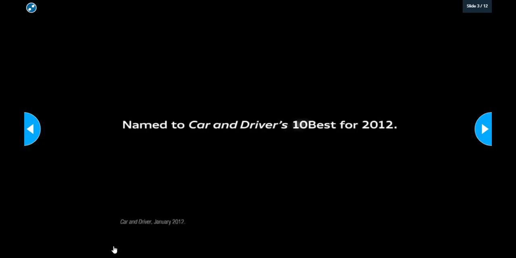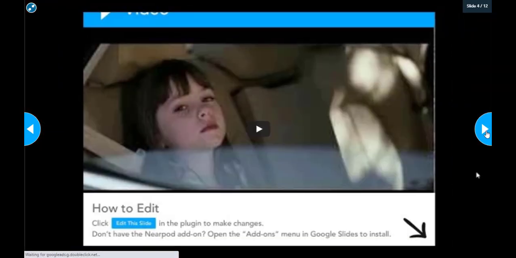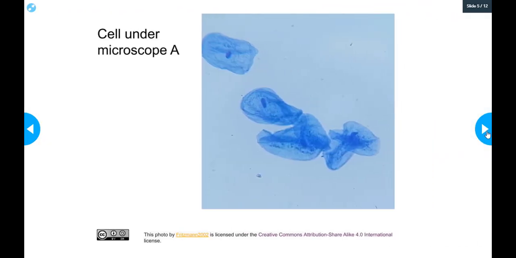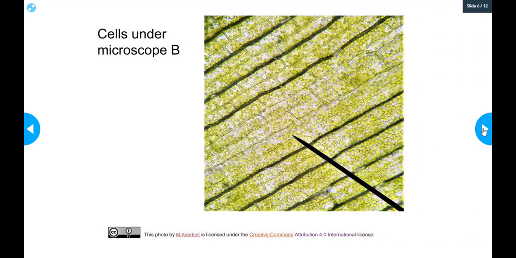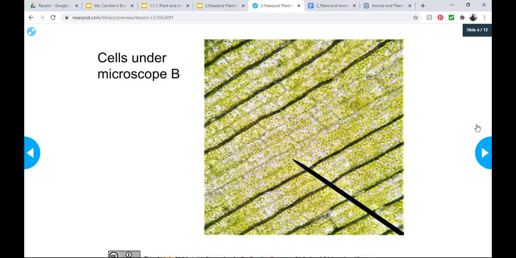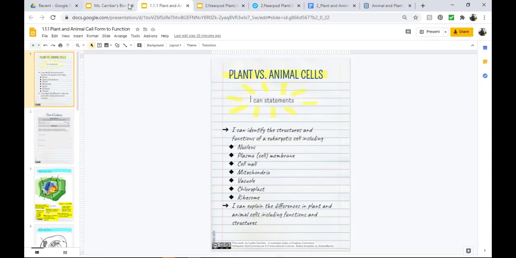So you're going to do the same type of thing. You are going to make a claim about these two cells. Which one is a plant cell and which one is an animal cell? So there's microscope B. So here's where you're going to need your notebook.